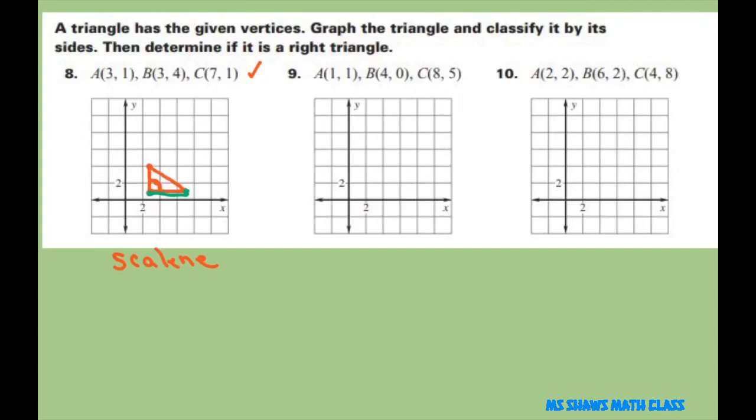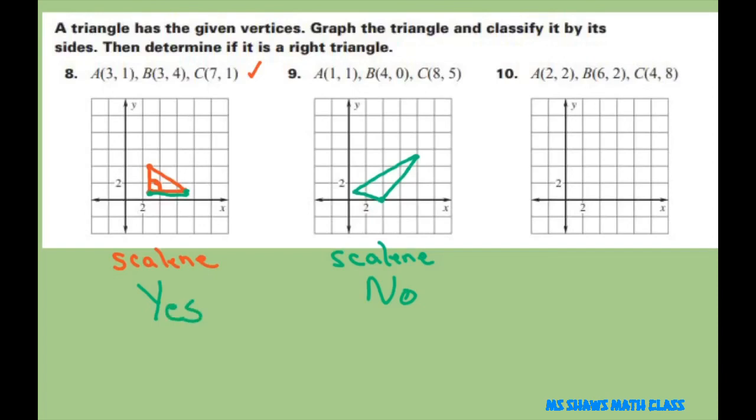Okay, so this one, we have 1, 1, which is right about there. That's point A. Point B is 4, 0. And then we have 6, 8, 5, which is about there. So I'm going to graph that. And that one's going to be a scalene. None of the sides are equal. And it's not a right triangle. So this one's a yes. This one's a no, not a right triangle.